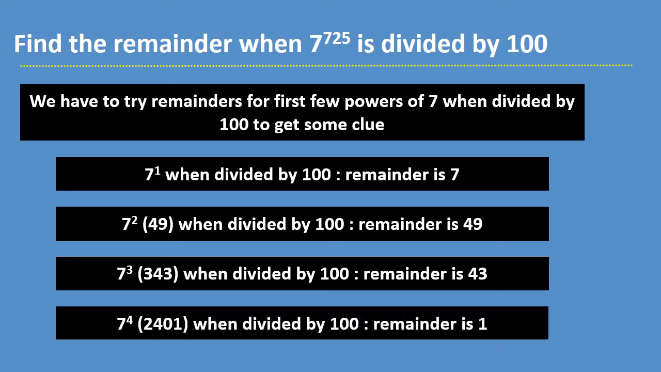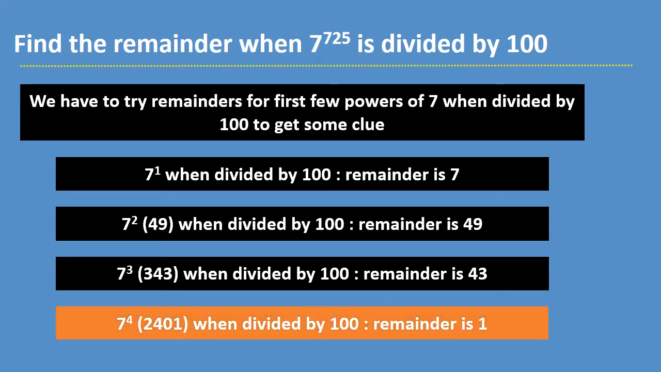7 to the power of 4 is 2401. When divided by 100, the remainder is 1. We will be interested in this because the remainder is 1.